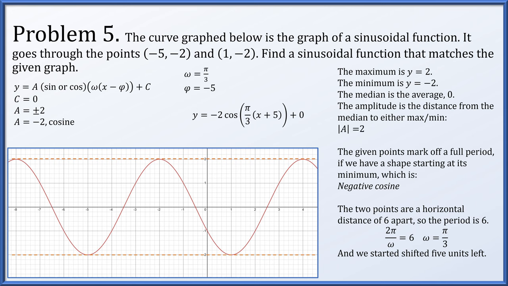This starts at the minimum. That's a negative cosine. If we started our shape at x equals negative 2, that would be starting at a maximum. We could have used positive cosine, so still a cosine, but let a equal positive 2. But now we're only shifted 2 units to the left. If we started at something like negative 3.5, that would be starting at the median going up, that would be positive sine, etc. There are infinitely many possible solutions, we've just found one of them.